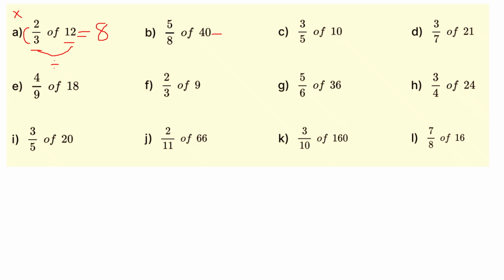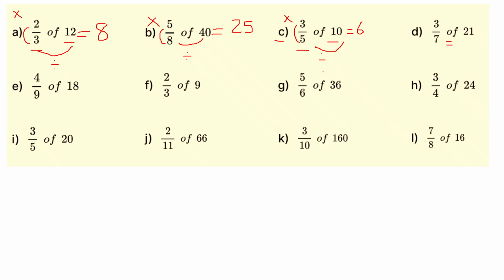Next up, part B, same process, 5/8 of 40. We do 40 divided by 8 is 5, and 5 times 5 is 25. Part C, 3/5 of 10. So we divide by the bottom and then times by the top. So 10 divided by 5 is 2, and 2 times 3 is 6.